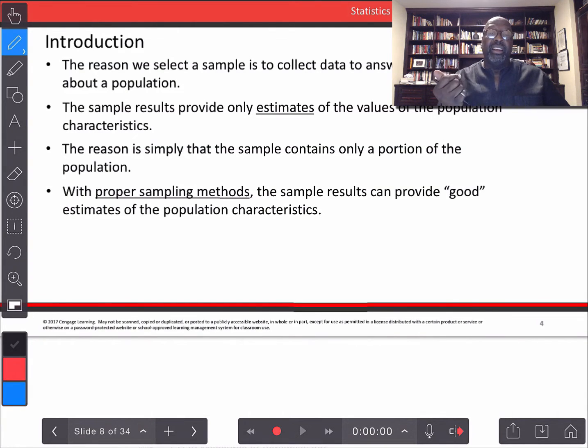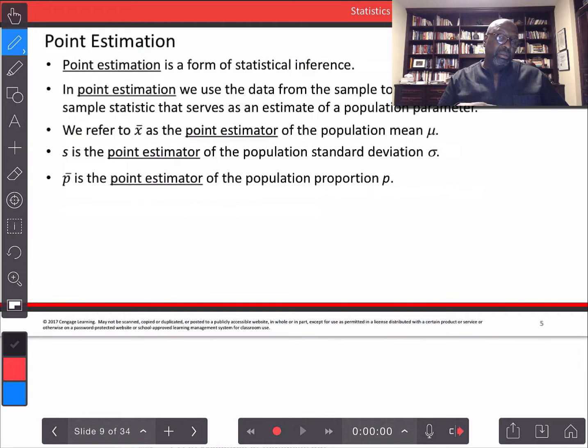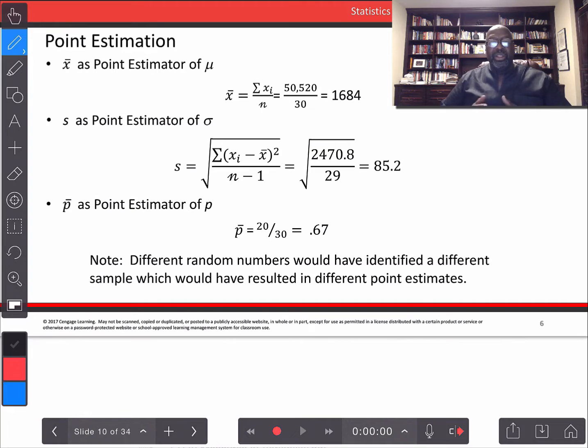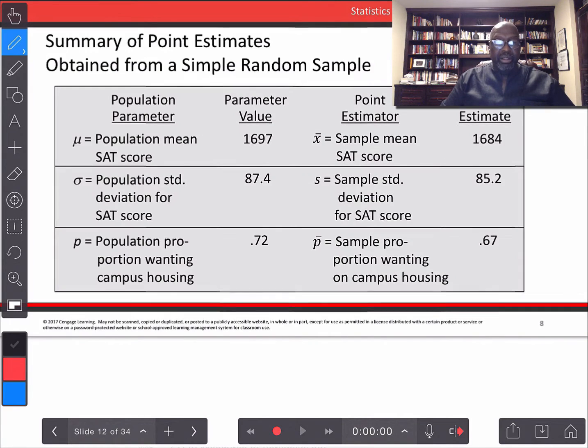This says here that the reason why we collect sample data is so that we could learn about a population. That's fairly straightforward. And then we have to have different methods for obtaining samples. Point estimation is basically, as I already mentioned, the value that you observe in a sample. All right. And you can see a simple example here where X bar is a point estimate of mu. If we took a sample size of 30, the sum of the values was 50,520, then we get 1684. That's a sample estimate. And we could do the same for standard deviation as well. All right. Let's keep moving.